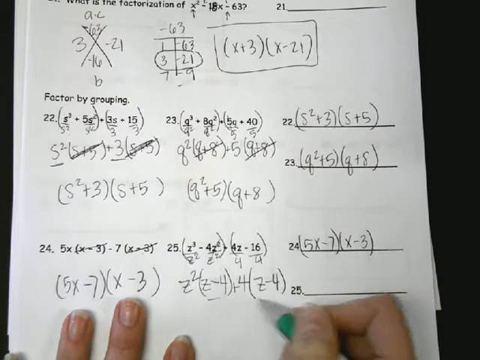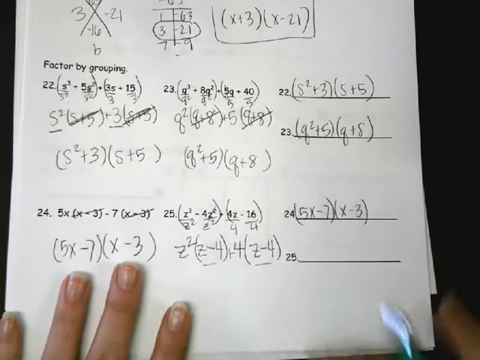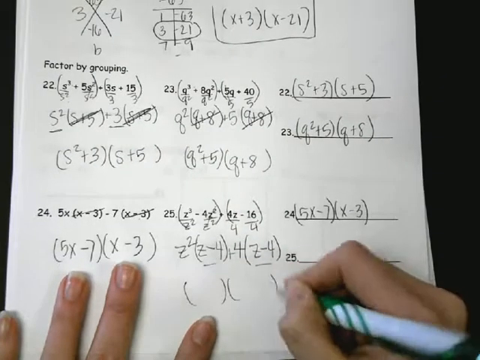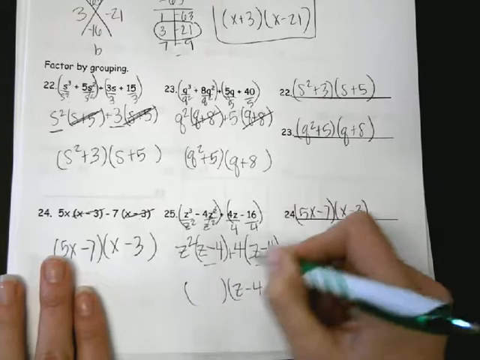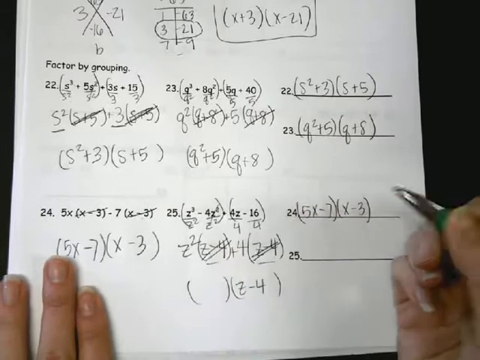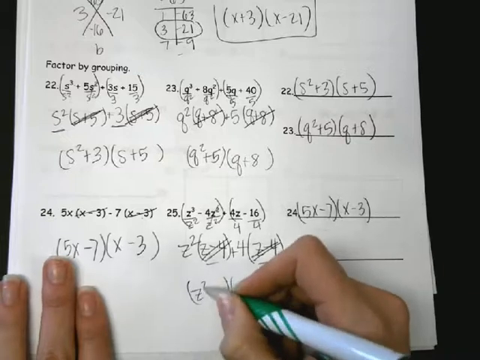So my final answer should have two parentheses. One of them is going to be z minus 4. And then what's left is z squared plus 4. So that goes in here. Z squared plus 4 and z minus 4.